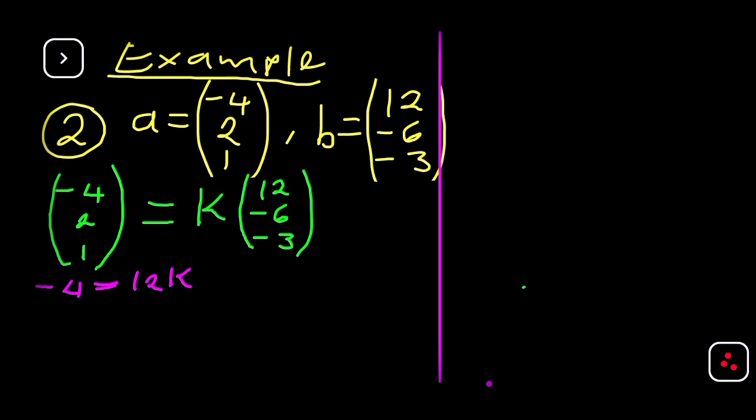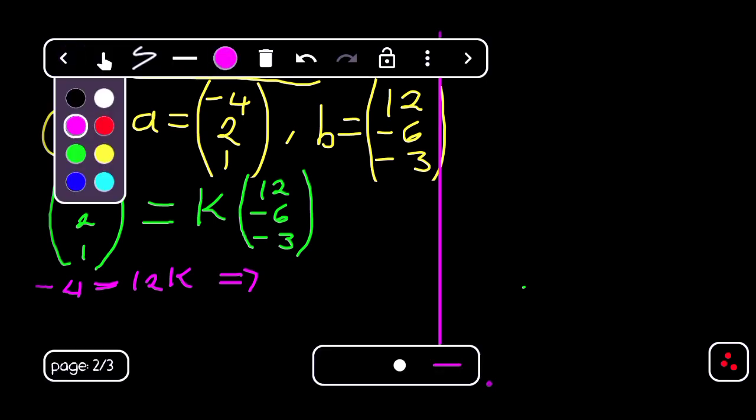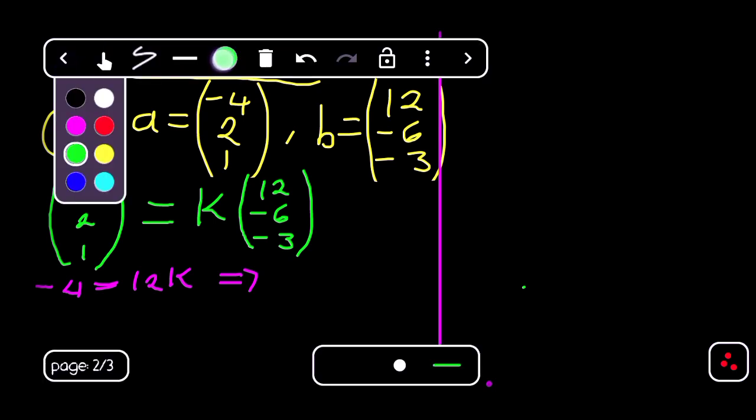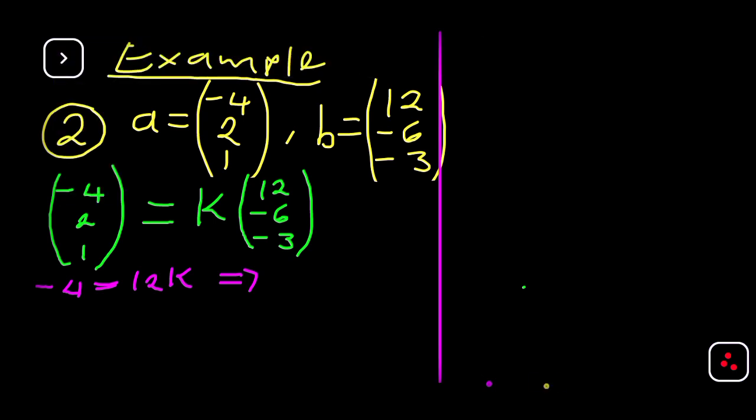Negative 4 should be equal to 12k, which simply implies that k is equal to negative 1 over 3. Good. Now let's look at another equation here.